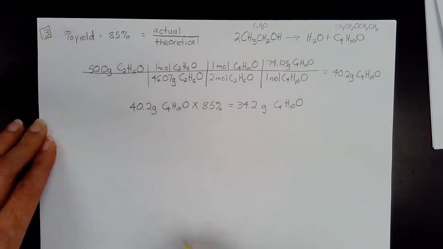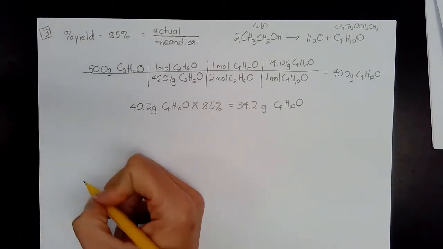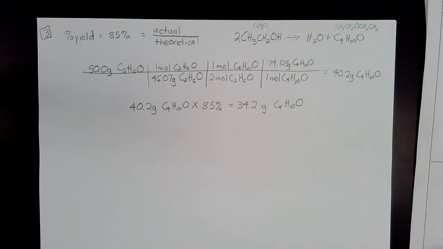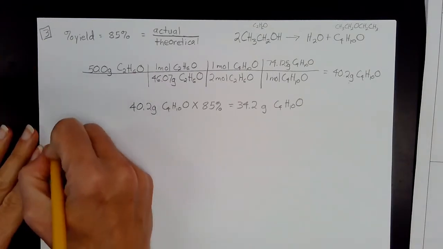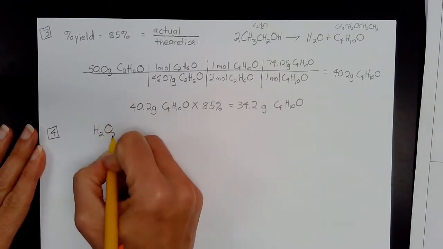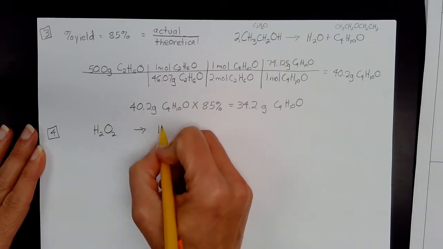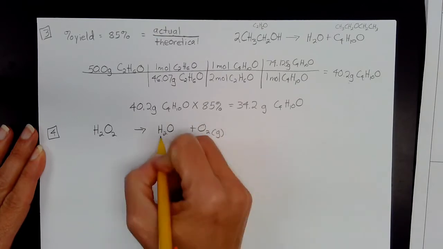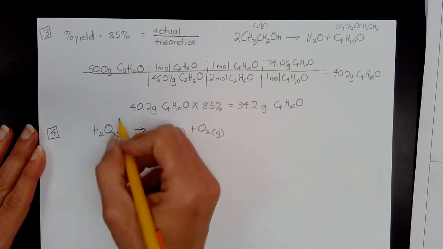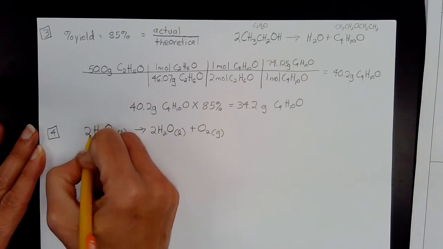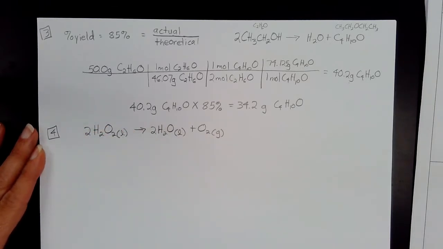Okay, so number 4 gives us an 8.15 gram sample of hydrogen peroxide. It gives us information about pressures and volumes. And it asks us to write and balance a chemical equation. So we have hydrogen peroxide decomposing to give us water and oxygen. The oxygen is going to be in the form of gas. Water is a liquid. This needs to be balanced. So I'm going to put a 2 here and a 2 here, and now we have our balanced chemical equation.